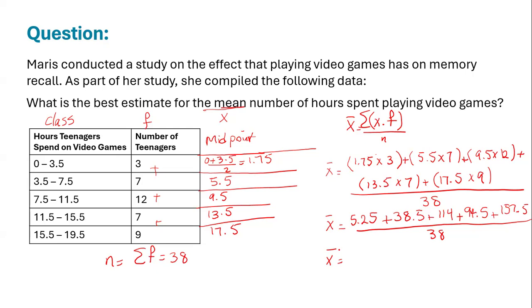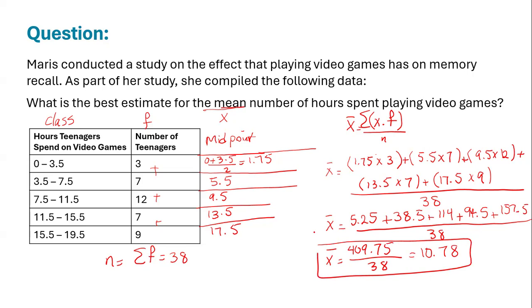Let's add them together. So it's 409.75. If I divide it by 38, it gives me 10.78. Okay, that is the mean of this frequency.